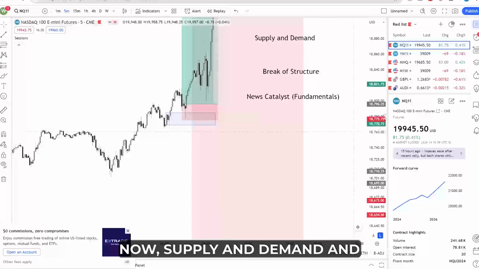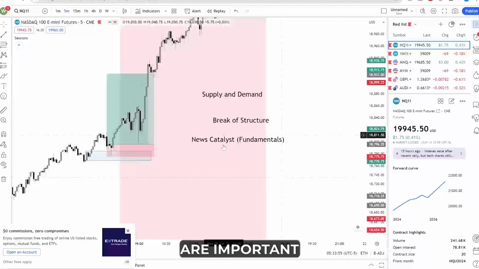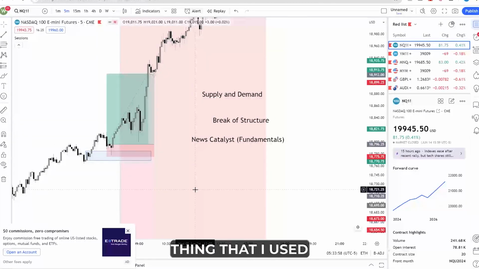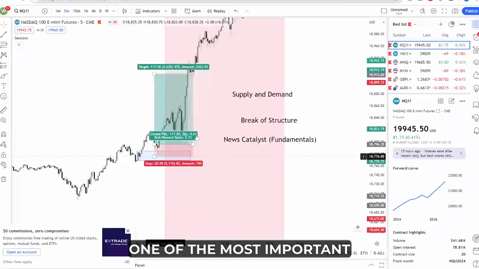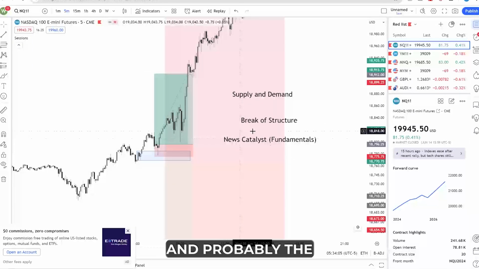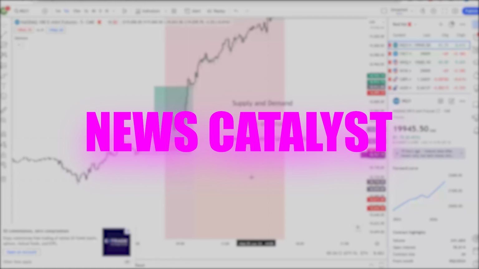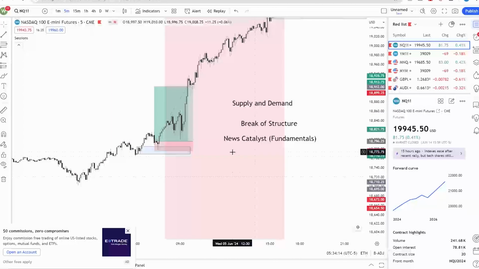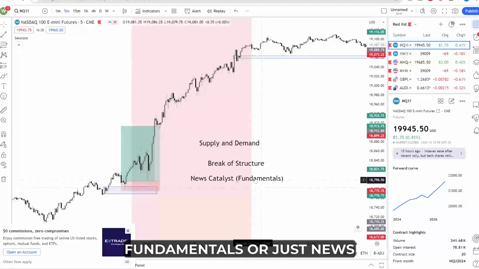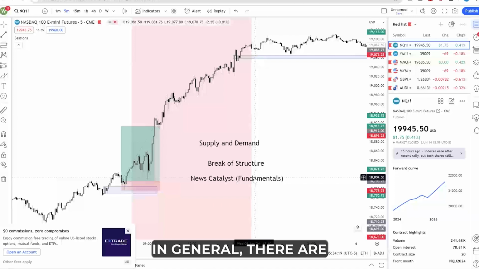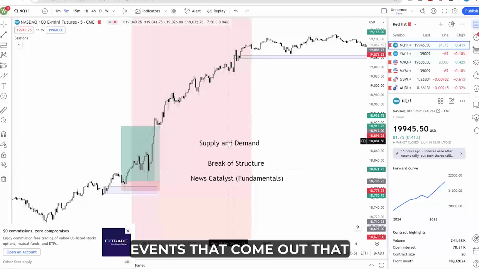Now supply and demand and breaks of structures are important, but they're not the only thing that I use inside of my system that day to be able to get funded. One of the most important elements, and probably the foundation of my whole system in general, are news catalysts. Now you might be asking, what is a news catalyst? Basically, if you ever heard of fundamentals or just news in general, there are events that come out that shift market expectations.